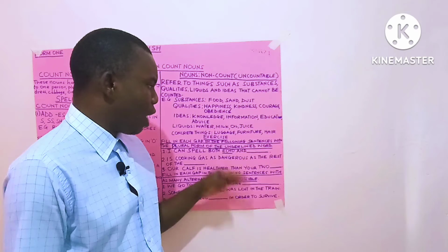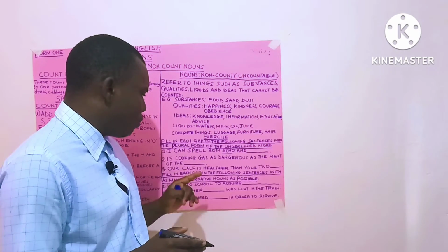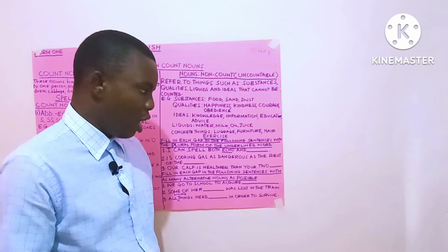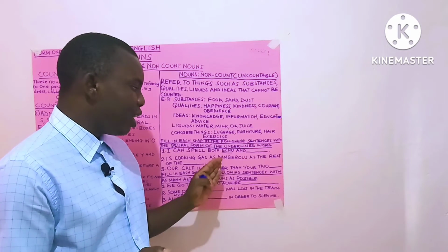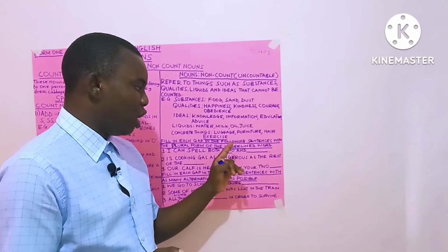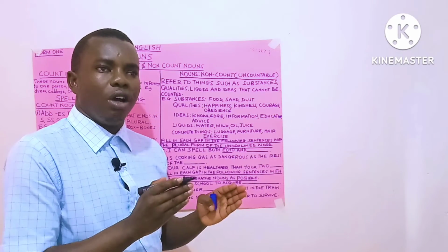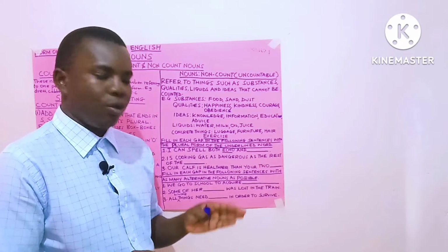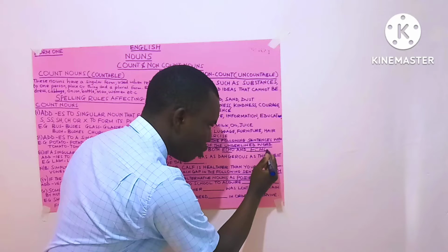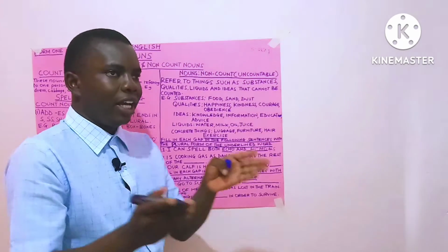Finally, let us look at an exercise on what we have done. We have instructions here to fill in each gap in the following sentences with the plural form of the underlined word. Number one, I can smell both echo and dance. So we are required to fill in that space with the plural form of echo. Just like we said, for nouns that end in O, we add ES after O. So it will be echoes.